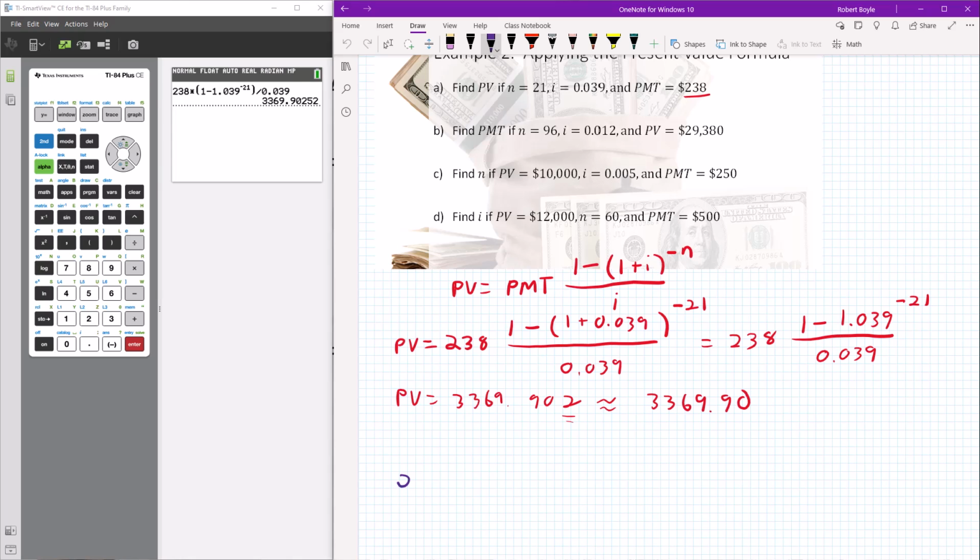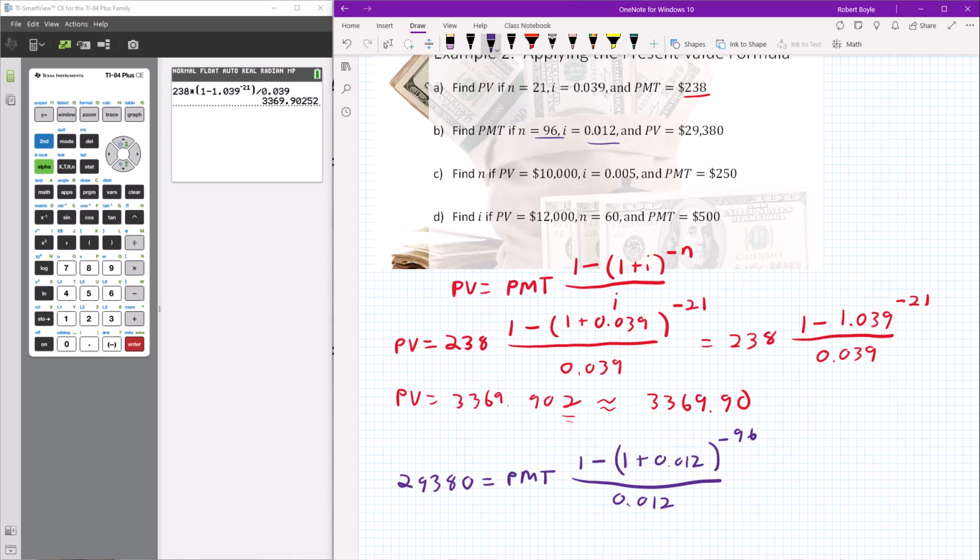So PV is 29,380. That's going to be equal to our payment times 1 minus 1 plus i, which is 0.012, all of that raised to the negative 96 power, divided by 0.012. Now recall, payment's what we're looking for, so we actually need to rearrange this equation so that we have payment all by itself and all the numbers over here.